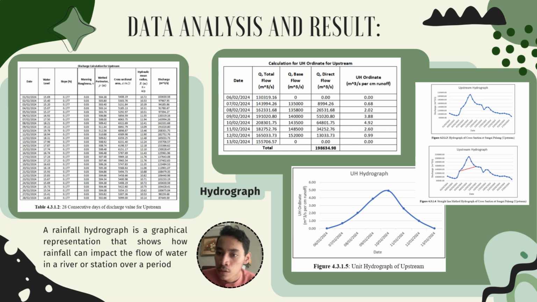And for the straight line method, we just assume one point to another point, and most of the time it's around 7 days. Based on the data right here, it's from 6 February until 13 February, and we managed to get the UH ordinate, based on the calculation and the formula. And we will be able to plot the UH, which is the unit hydrograph of the upstream cross-section, that is here in the slide.